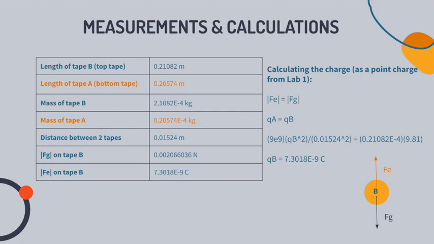In Lab 1, where the tapes were modeled as point charges, I measured the minimum distance to make the top tape float and was able to use this number to calculate the charge of tape B. Since tape B's momentum is 0 when floating, I concluded that the net force, force electric plus force gravity, was equal to 0. Therefore, I was able to set the magnitudes equal to each other and solve for the charge of the U-tape. It is important to note that when using Coulomb's law, I used the assumption that both tape A and tape B have the same charge.